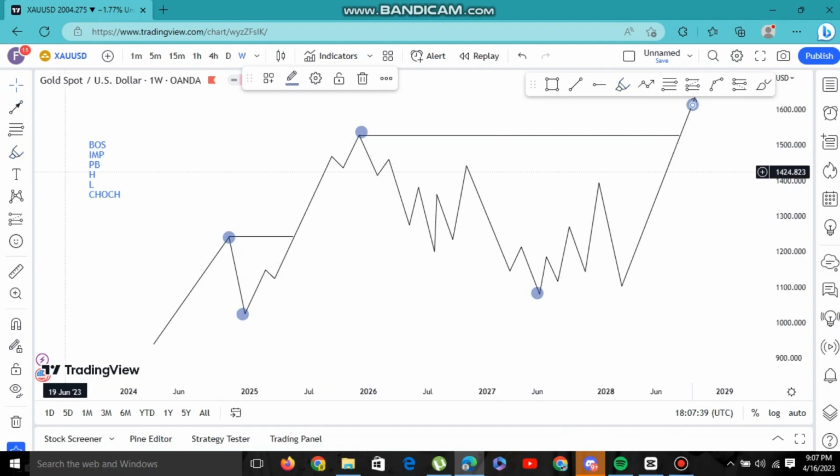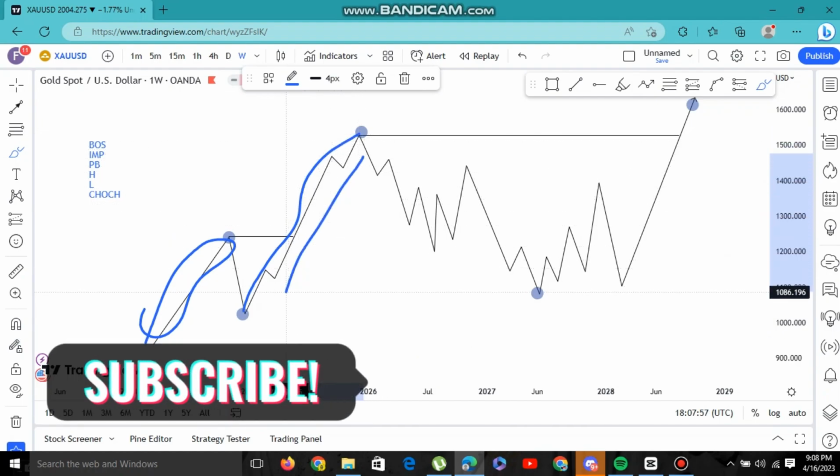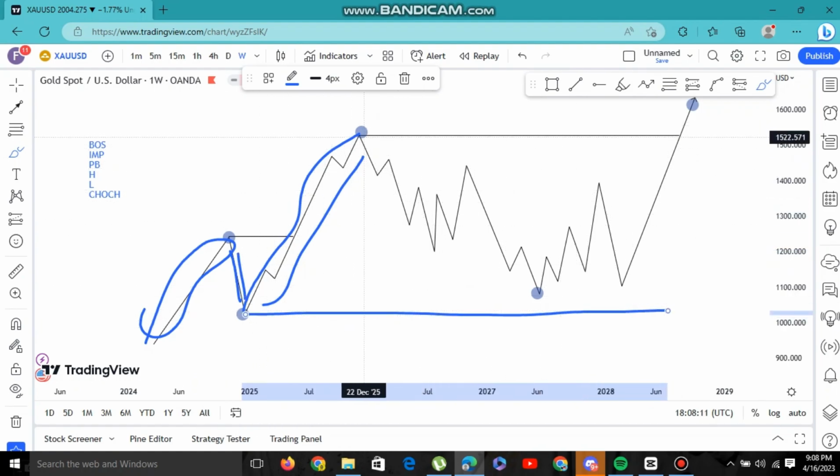So I'm done marking my BOS, my structure points. Then I need to understand where my impulsive move is. Looking closely here, this is my first impulsive move. The next impulsive move was here. This was a pullback, this move that was opposing the actual move.